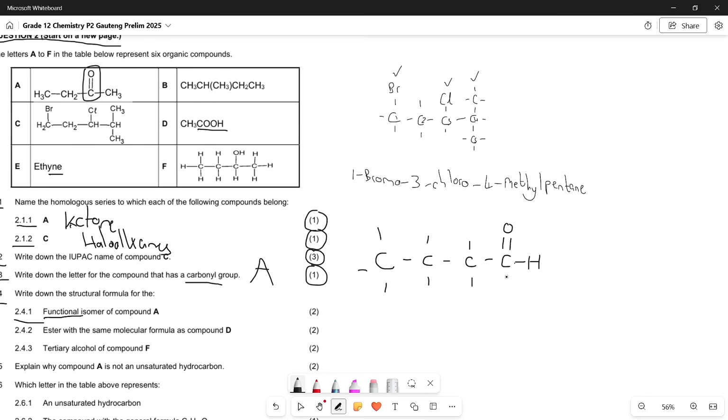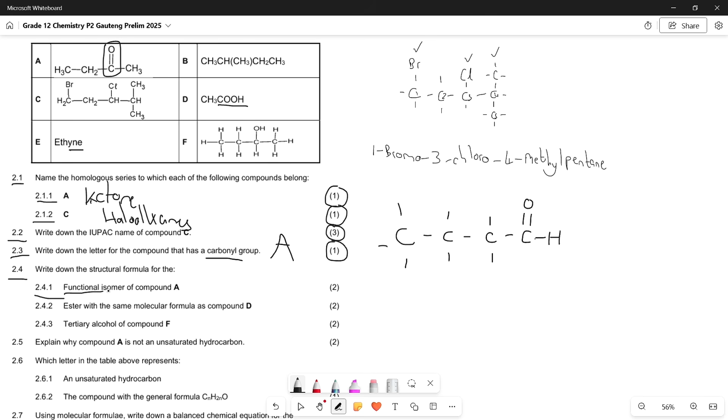And it doesn't matter whether we put it on this side or on this side, as long as it's on the end, that's where we'll start counting. So therefore it's always on the 1, because it'll be 1, 2, 3, 4. Or if it was on this side, it would be 1, 2, 3, 4. And that is the functional isomer of the ketone. This will be meth, eth, prop, but, butanal. And that is the IUPAC name for the aldehyde. So that just earned us 2 marks over there.